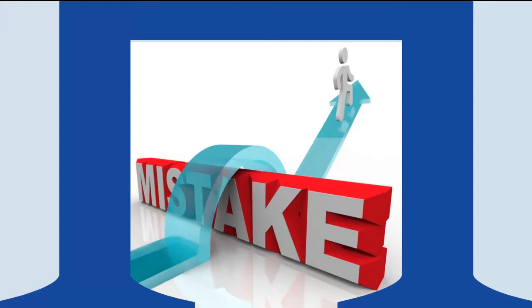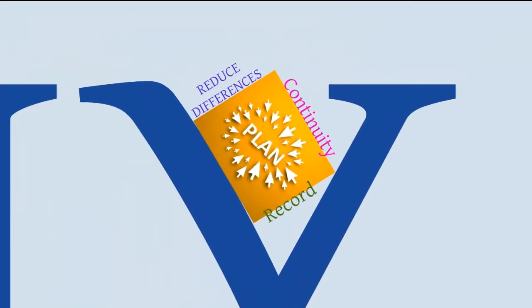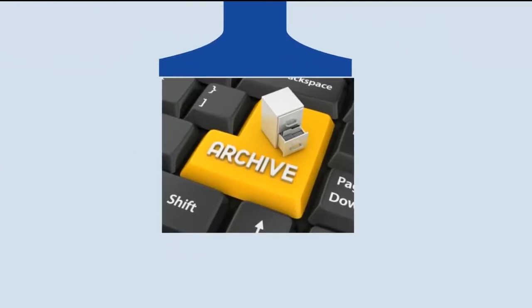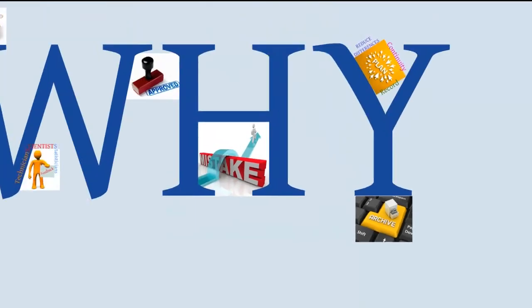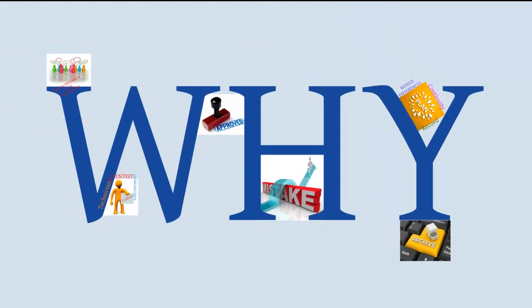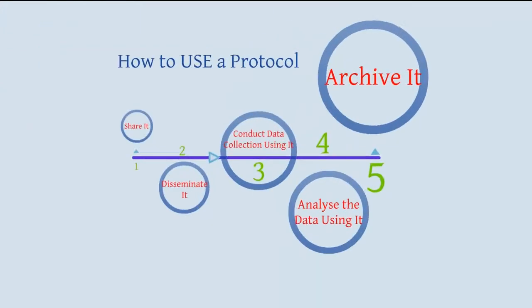One protocol containing the plan and conduct of an activity can reduce the differences in the implementation if the activity is to be carried out in different locations by different teams. It can provide continuity, which is particularly important in long-term projects where staff turnover is likely. It can keep a record of the data collection process, which can help in the analysis and interpretation stages of the activity. Finally, it can be archived along with the data for use in the future. Should other scientists wish to verify your results, they should be able to use the protocol and repeat your activity.